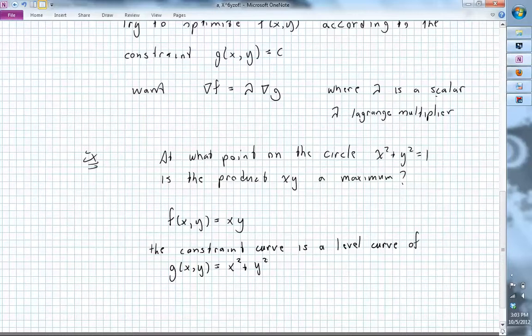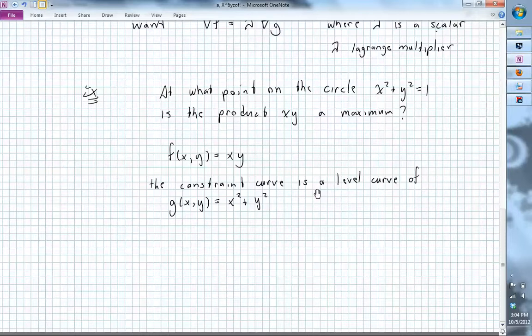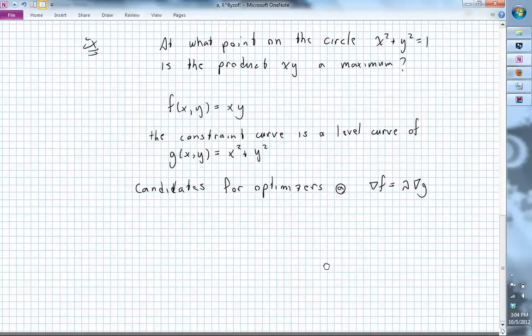So there's a subtlety here, right? The constraint curve is a level curve of g. G is the thing that we want. All right. Now, we know that there are candidates for optimization when the gradient of f is equal to some scalar times the gradient of g. Candidates for optimizers can be found by solving that equation.